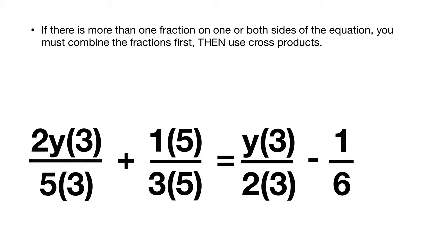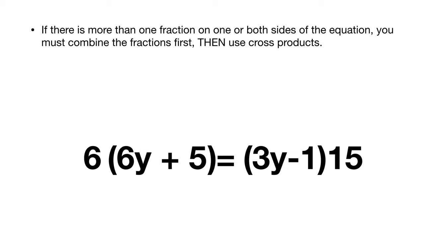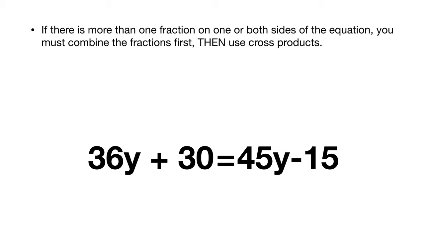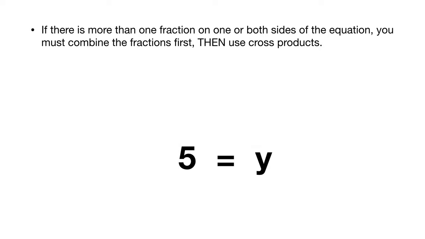So when I combine, it becomes that. Then, well, cross multiply. 6 times 6y plus 5 equals 3y minus 1 times 15, which becomes this. I subtract the 36y. 9y minus 15 is 30. That means 9y is 45, and y is 5.